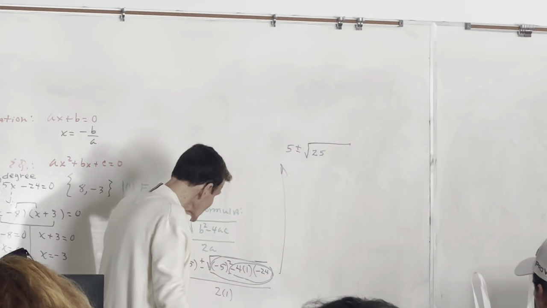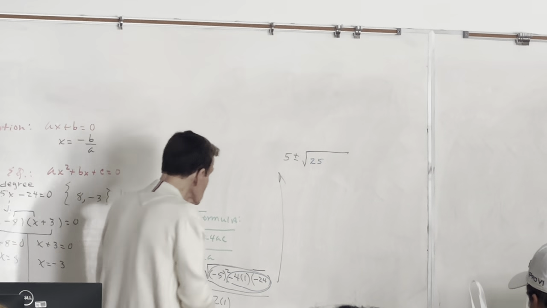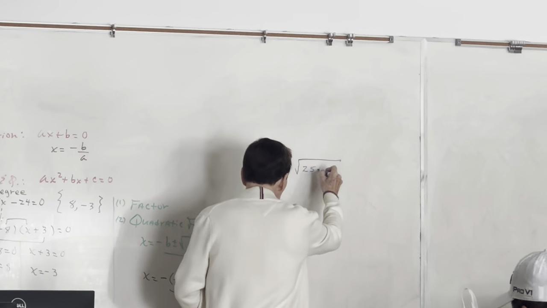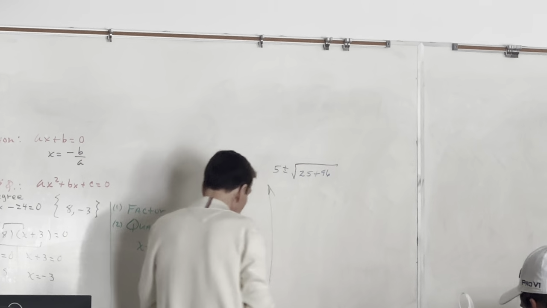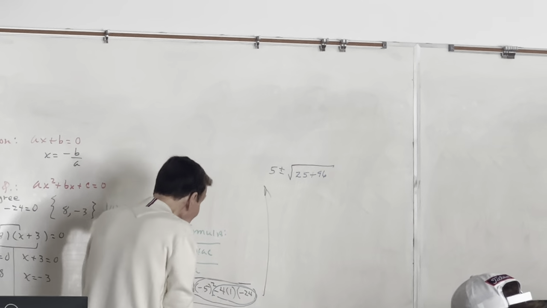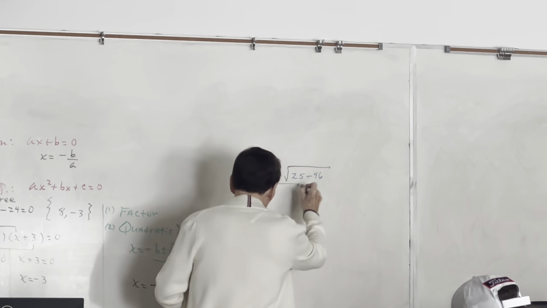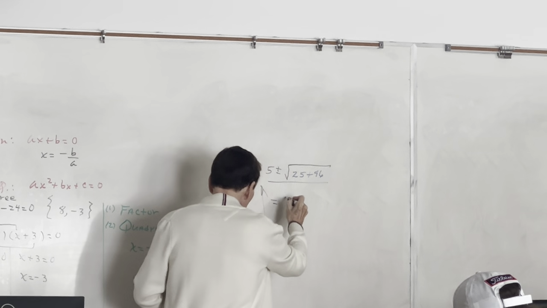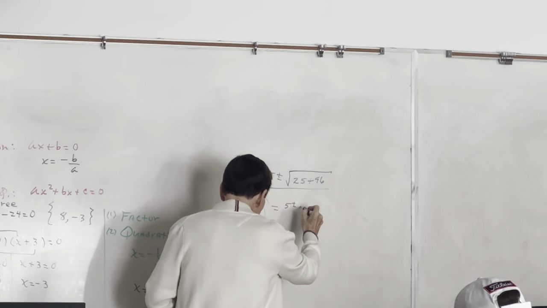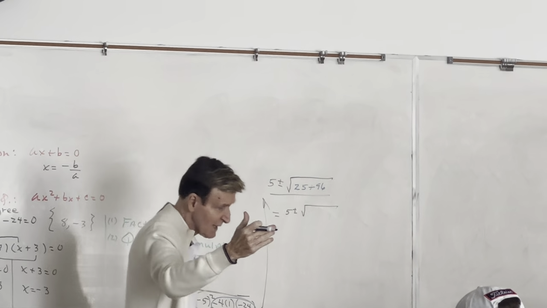That's positive 4 times 24. What is 4 times 24? 96. And all that's still over 2 times 1. I see down there that 2 is still there in that quadratic formula. And if I simplify this further, 5 plus or minus the square root of, guys, underneath there's a strange number, 25 plus 96.